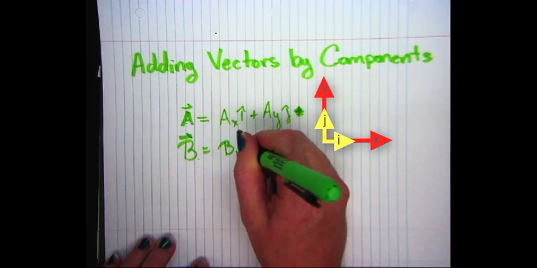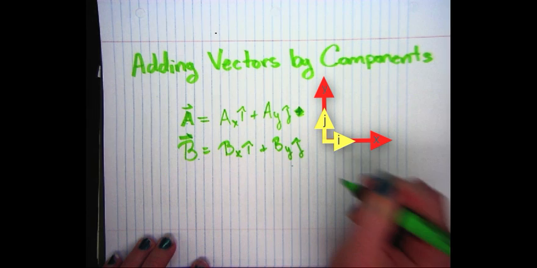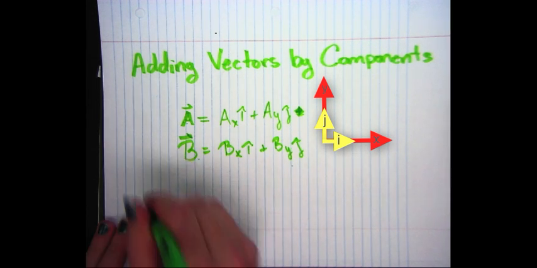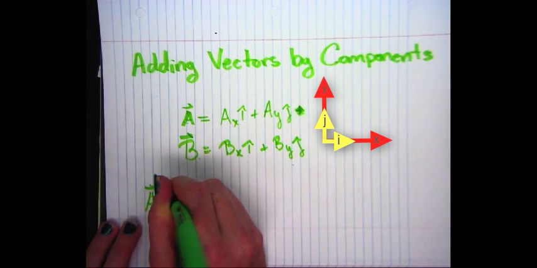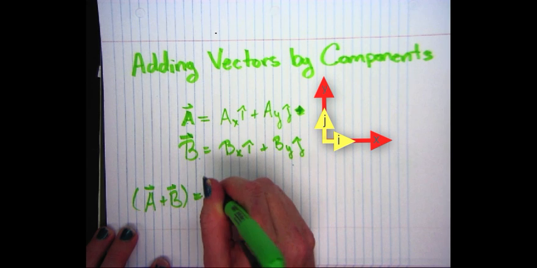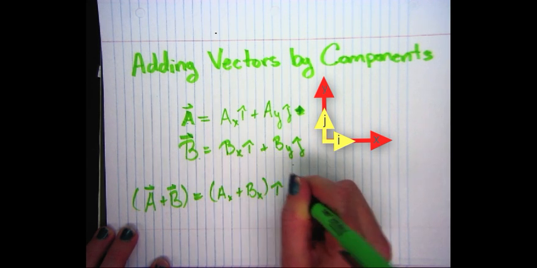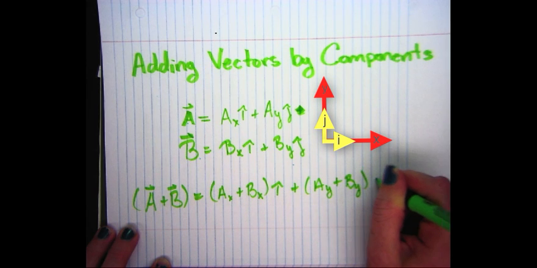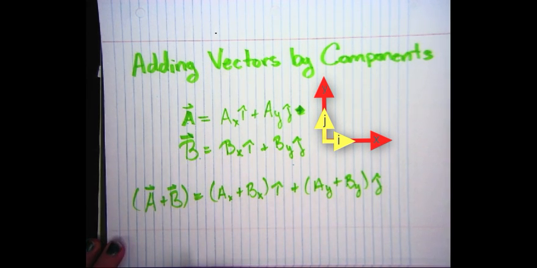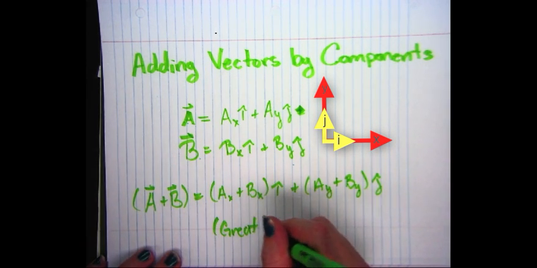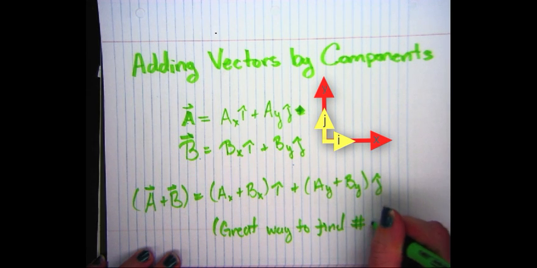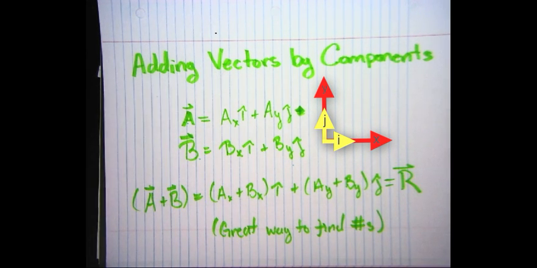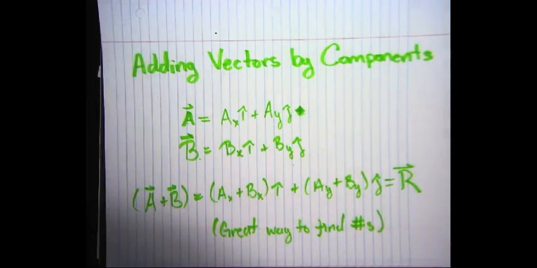Okay, so now let's get back to adding by components. So you have Ax i hat plus Ay j hat, and then Bx i hat plus By j hat. When you're adding components, you're going to take those two vectors and add like components. So Ax plus Bx, Ay plus By, and you're going to keep that same direction. This is actually really great when you need to find specific numbers for your scalar components.